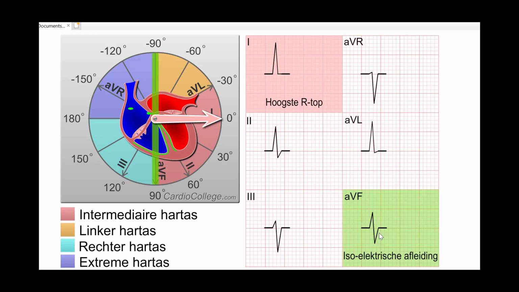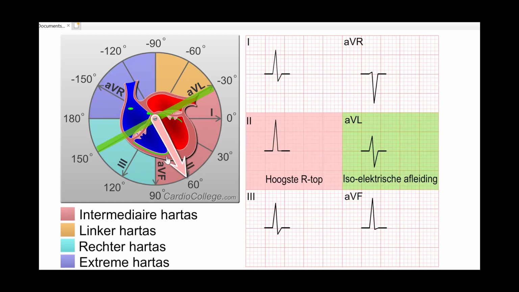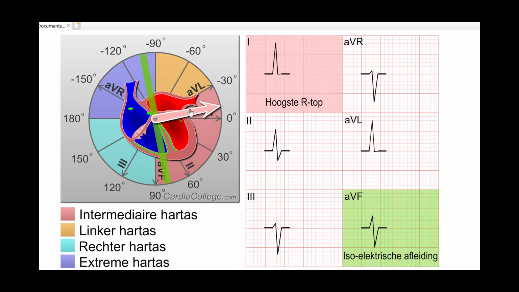You can also use that equiphasic trick by looking and finding an equiphasic lead, in this case AVF. That tells you that either the axis of depolarization is 180 degrees perpendicular to AVF or towards 0 degrees in lead 1 perpendicular to AVF. And again, we know it's towards lead 1 because we see a great deflection, a very strong deflection in lead 1.